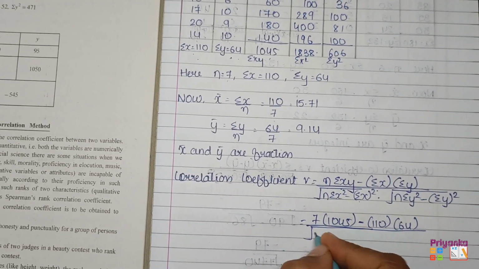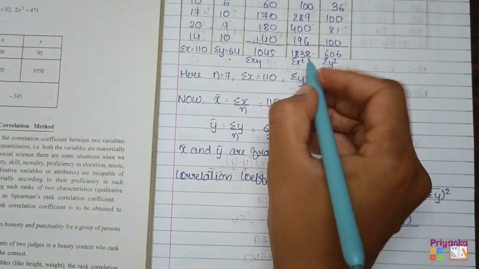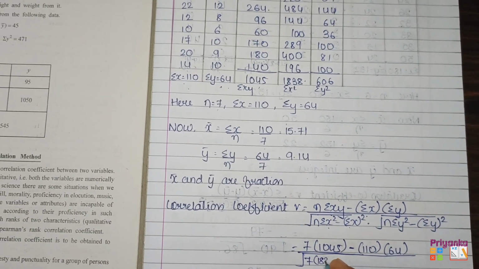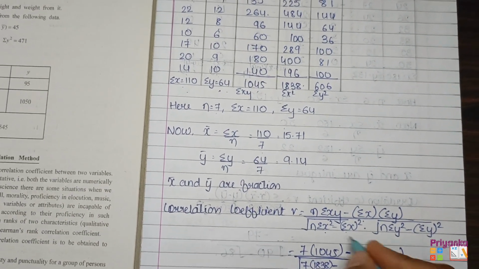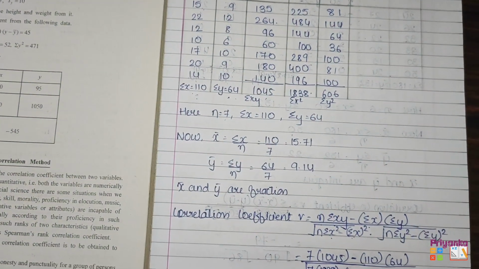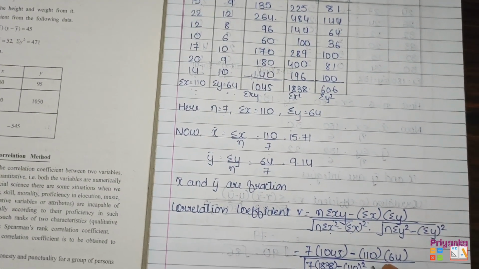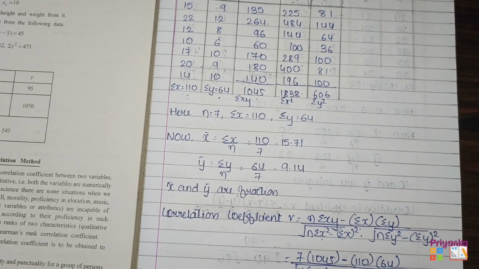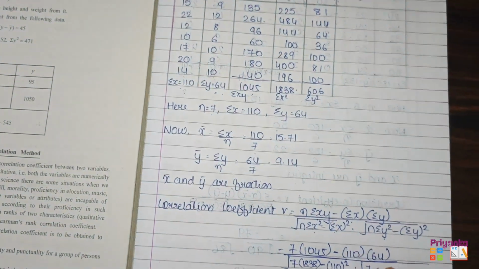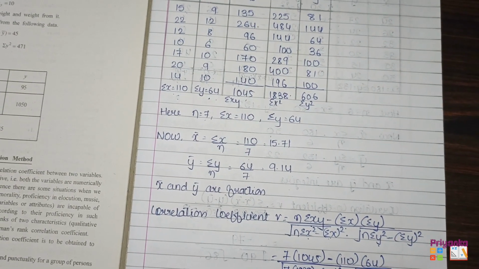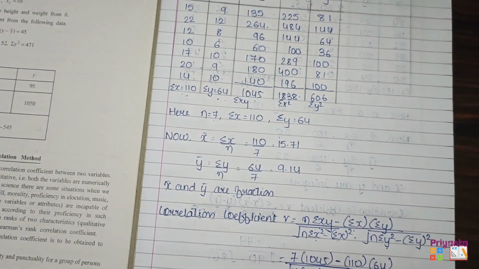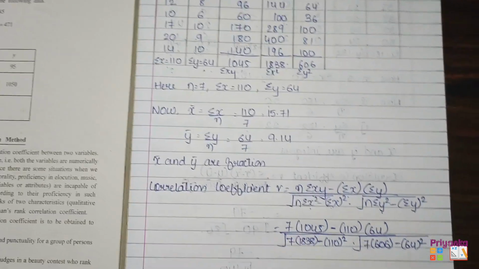Next, n is 7. Sigma x square is 1838, minus sigma x, that is 110, whole square. Then 7, sigma y square, that is 606, minus sigma y, that is 64, whole square.